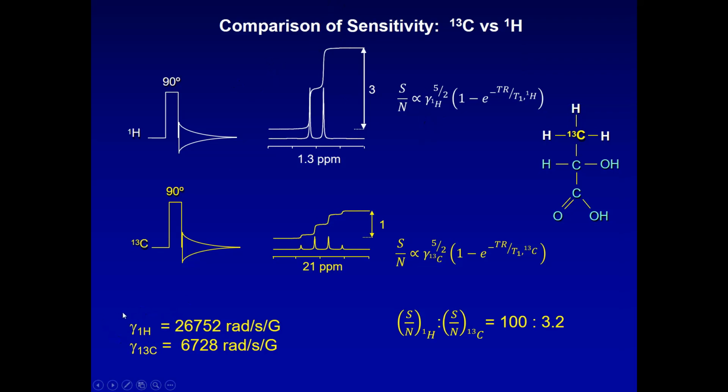There are other factors that come into this as well. So the signal to noise overall is proportional to the gyromagnetic ratio to the power of 5/2. Now at the top, we have a proton signal. Suppose we have carbon-13 labeled lactate, in this case, at 1.3 parts per million. The carbon-13 splits what would normally be a single peak into two separate peaks. Here's the lactate one.